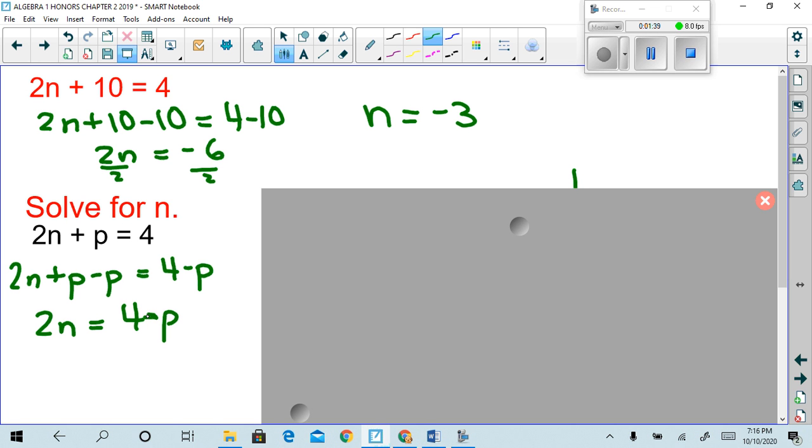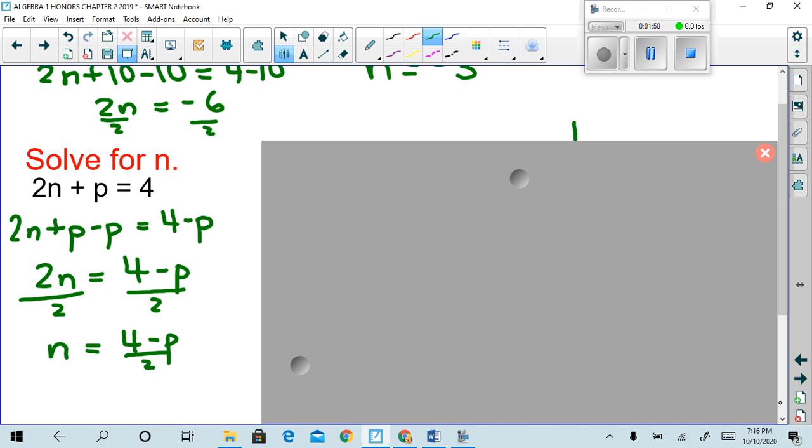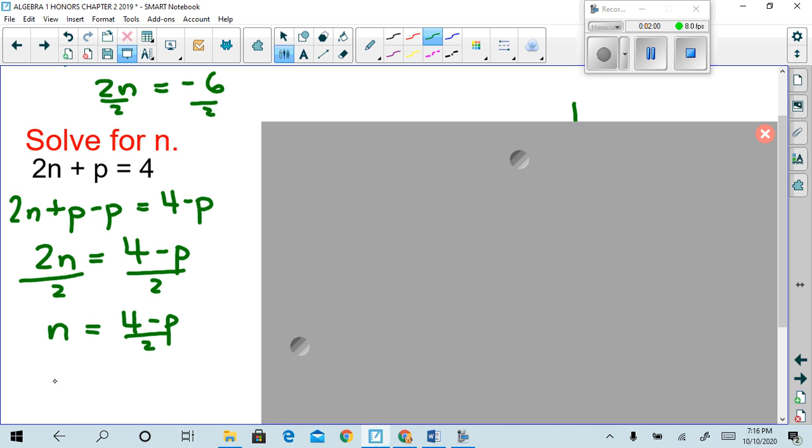Now I have one more inverse operation, and that inverse operation is to divide by 2. So I isolate n, I get n is equal to 4 minus p divided by 2. Now this can be simplified a little bit further as well, because this is a division here. I can divide and I can get n is equal to 2 minus p over 2.